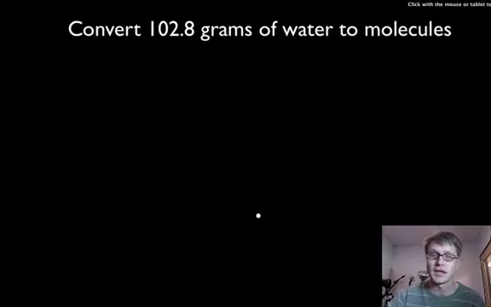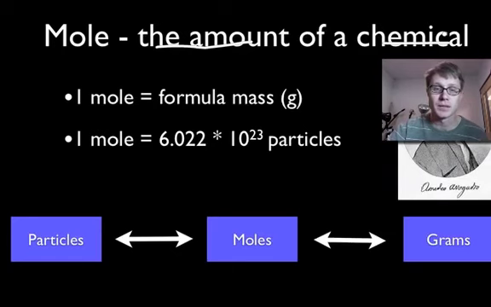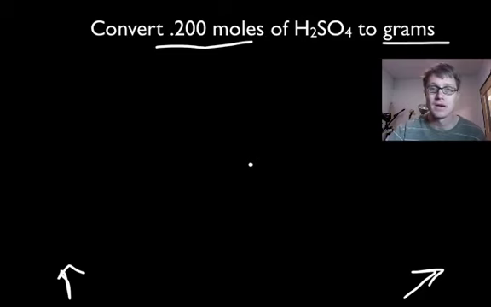Okay, let's go to a little bit harder one. This one we're going to take 102.8 grams of water, and then we're going to figure out how many molecules that is. So if we go back to our little chart, they're telling us now how many grams we have, and we have to go all the way over here to particles. And so I'm going to have to use both of these conversions. This conversion is going to get me from grams to moles, and then this conversion is going to get me to the actual number of particles. And so let's take a stab at that.